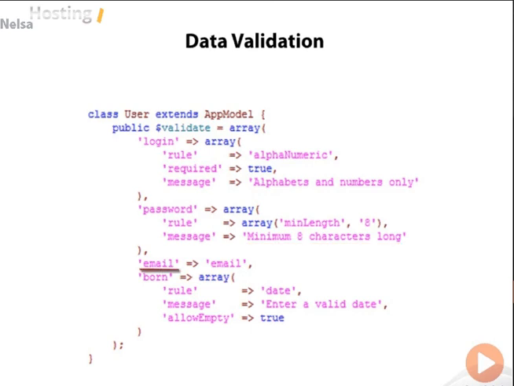The email field in the database is being validated by email. There's no other validation requisites set for the email field. The last field in the database to be validated is the born field. The validation rule being used is date. This means that the contents of the field must be in a date format. There's also a personalized message set if the validation rules are not met. Lastly, the allow empty is set to true.